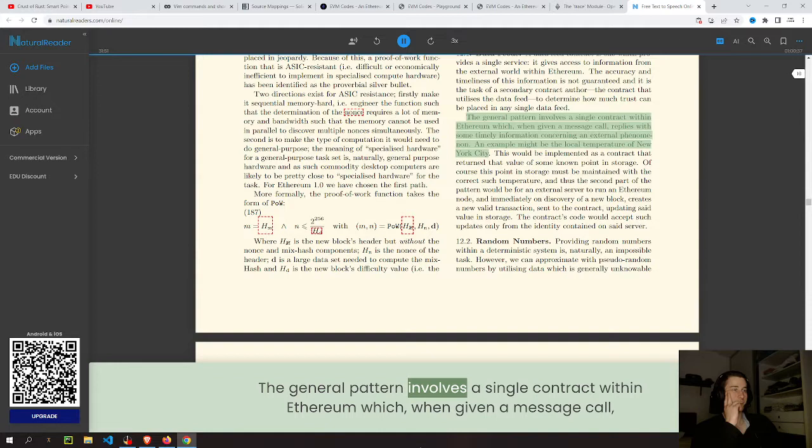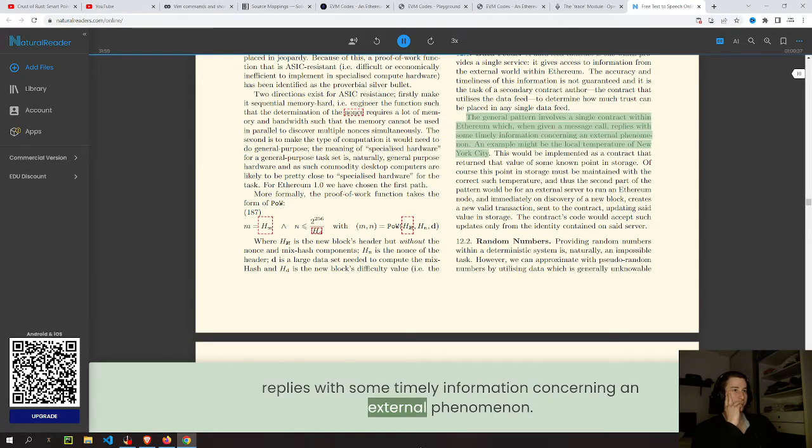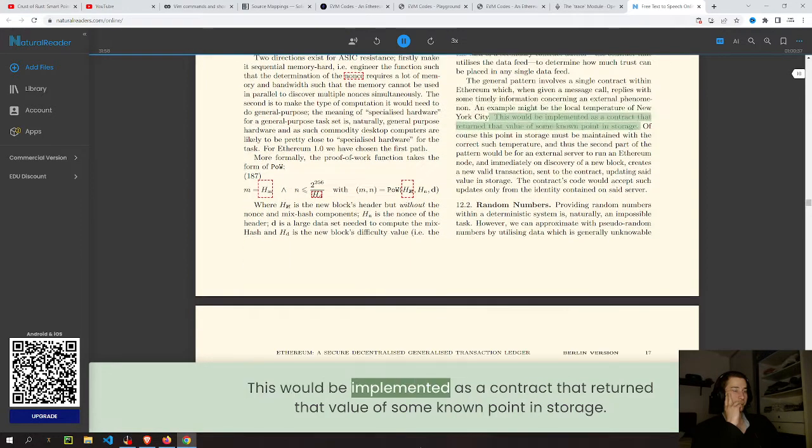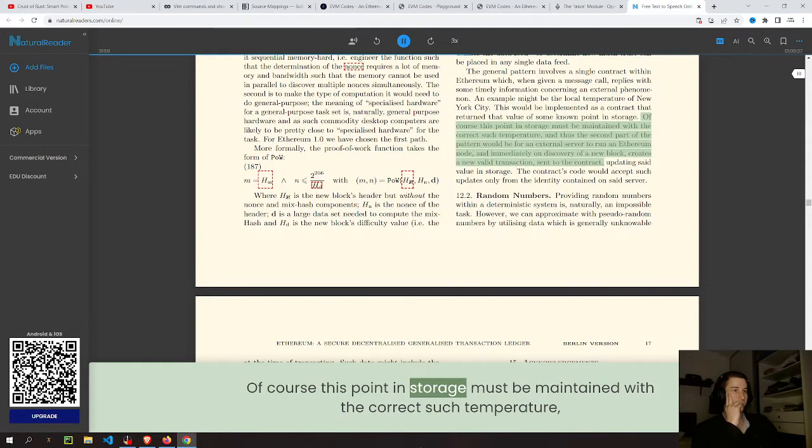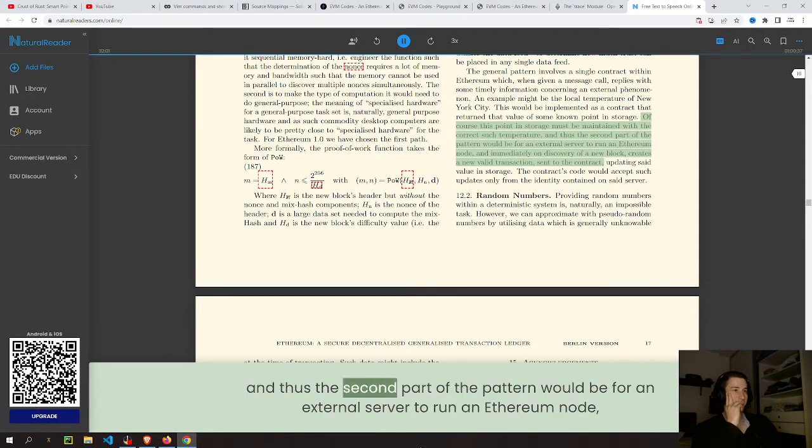The general pattern involves a single contract within Ethereum which, when given a message call, replies with some timely information concerning an external phenomenon. An example might be the local temperature of New York City. This would be implemented as a contract that returned the value of some known point in storage. Of course, this point in storage must be maintained with the correct such temperature, and thus the second part of the pattern would be for an external server to run an Ethereum node, and immediately on discovery of a new block, create a new valid transaction sent to the contract.